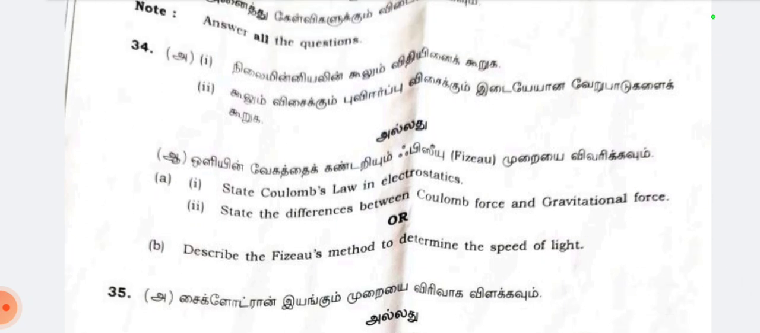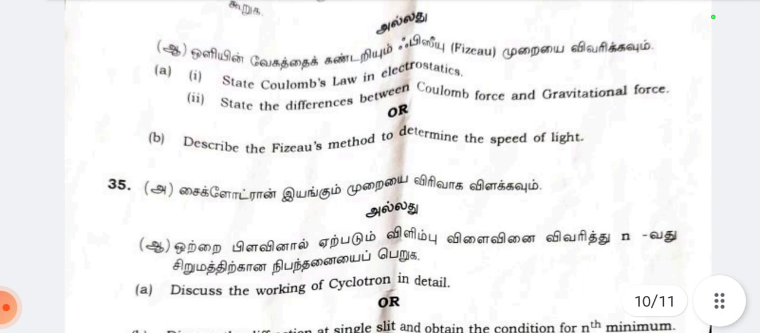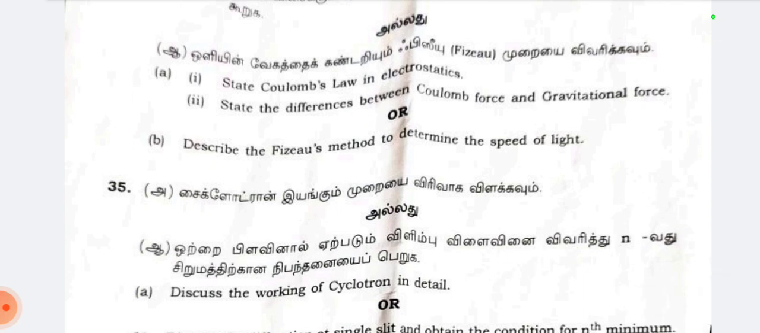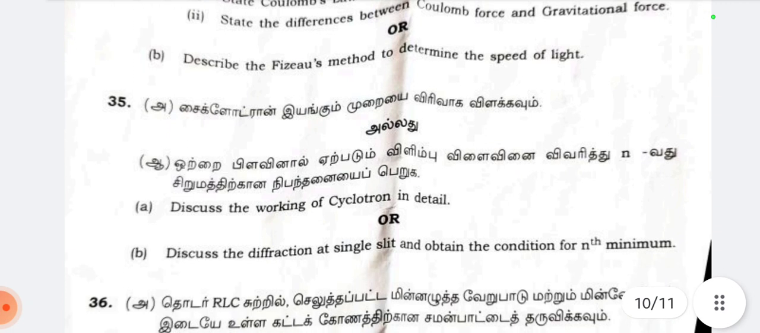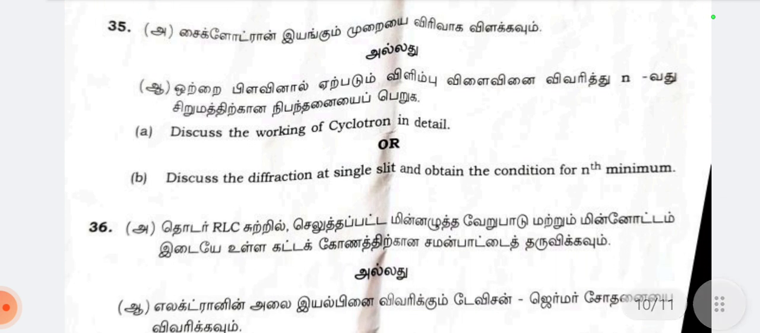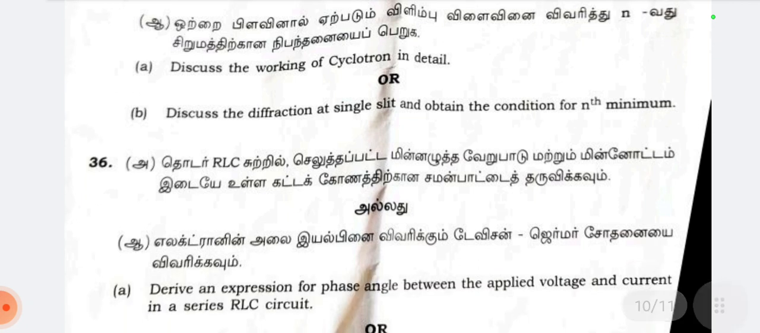34th question, option A. Point number 1, state Coulomb's law in electrostatics. Point number 2, state the differences between Coulomb force and gravitational force. Option B, describe Fizeau's method to determine the speed of light. 35th question, option A, discuss the working of cyclotron in detail. Option B, discuss the diffraction at single slit and obtain the condition for nth minimum.